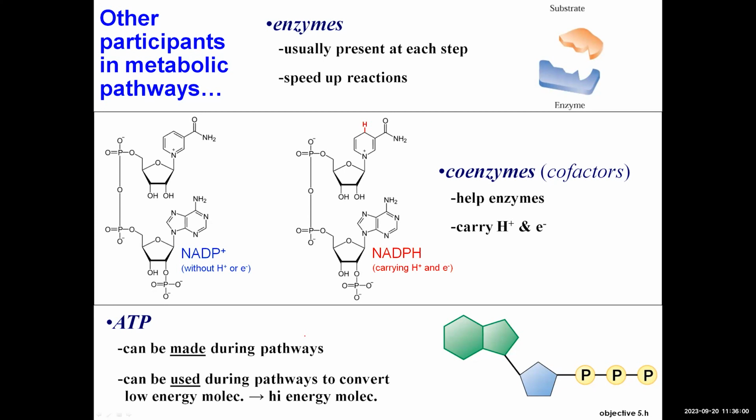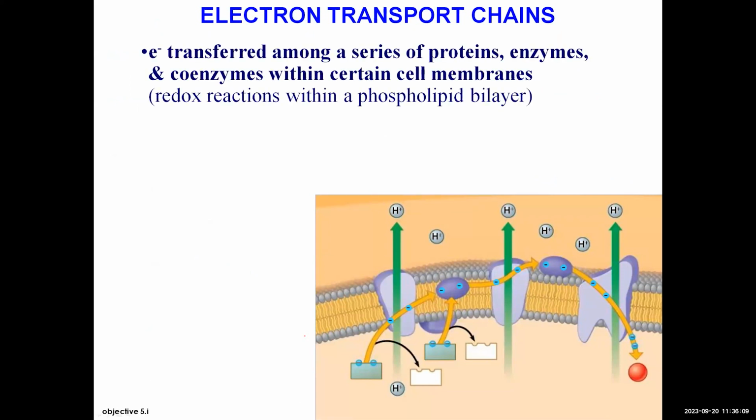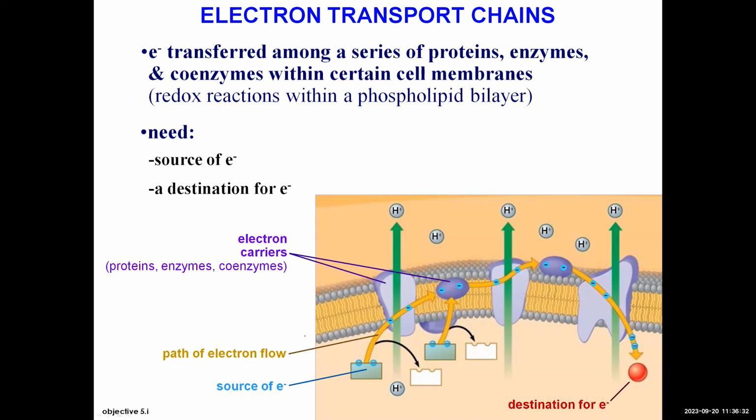In addition to these types of linear and cyclic pathways, there are special types of pathways called electron transport chains. These are chains that move electrons among a series of proteins, enzymes, and coenzymes in a phospholipid bilayer. In order for this to happen, they need a source of electrons for them to carry. And these electrons need to be able to move along a clear path. For the electron to be able to move from the source, it also needs a destination.